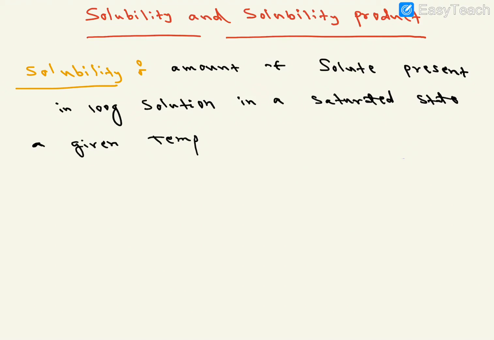In this session, we'll discuss solubility and solubility product. So let me explain the first one, the solubility. What is the solubility here? The amount of solute present in 100 grams of solution in a saturated state at a given temperature is called solubility. Here we have 100 grams of solution.